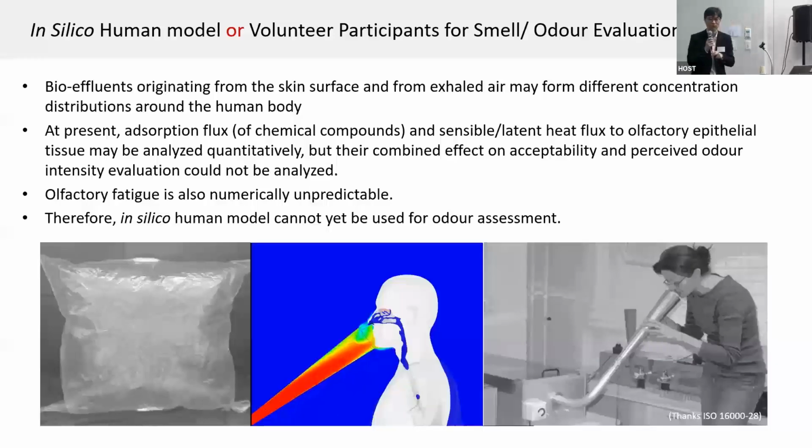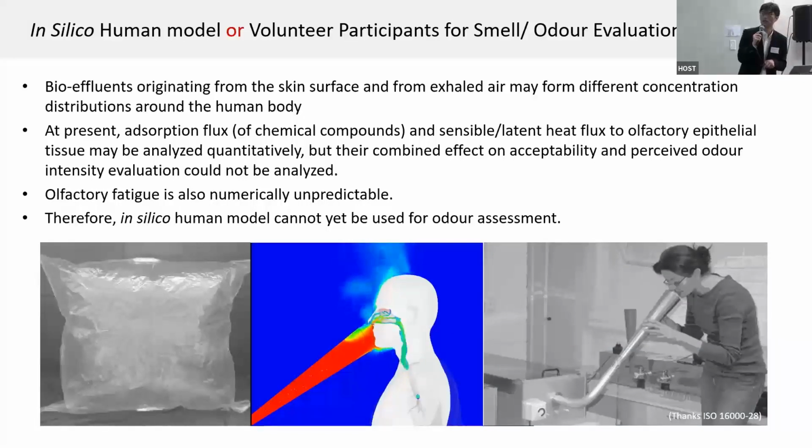Okay, this is the conclusion of my talk. First one is the bioeffluents originating from the skin surface and from exhaled air may form different concentration distributions around the human body, if my numerical simulation has certain accuracy.